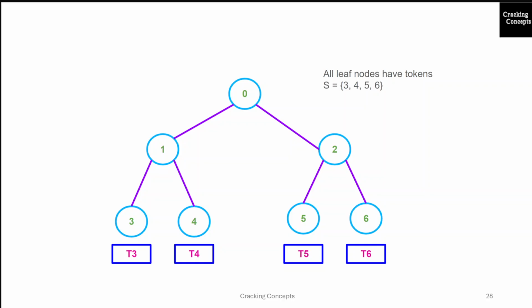Now we'll see an example to illustrate the working of this algorithm. Now in this example, initially, all the nodes from 0 to 6 are white. The leaf nodes 3, 4, 5 and 6 are each given a token T3, T4, T5 and T6. Now the set S will be containing the elements 3, 4, 5 and 6.